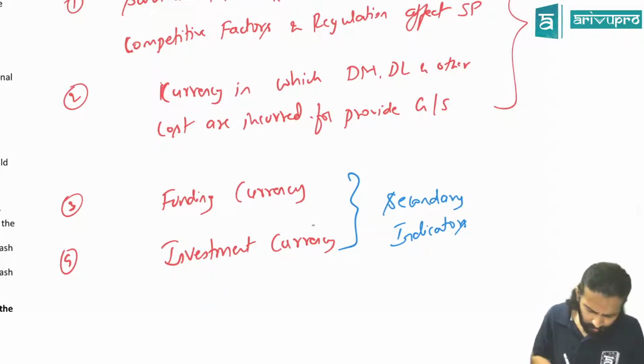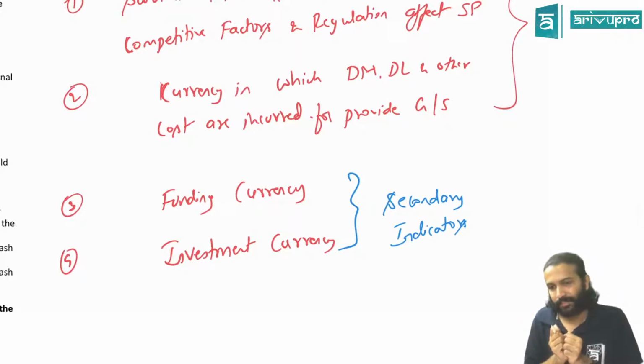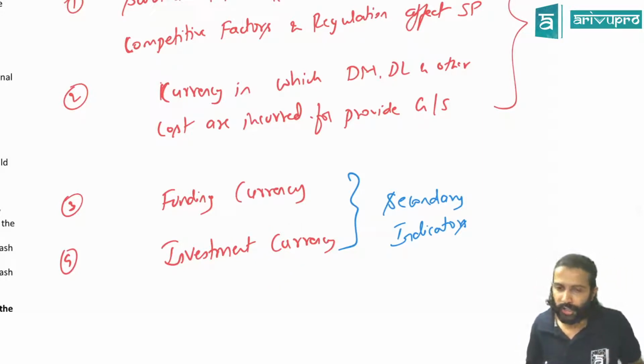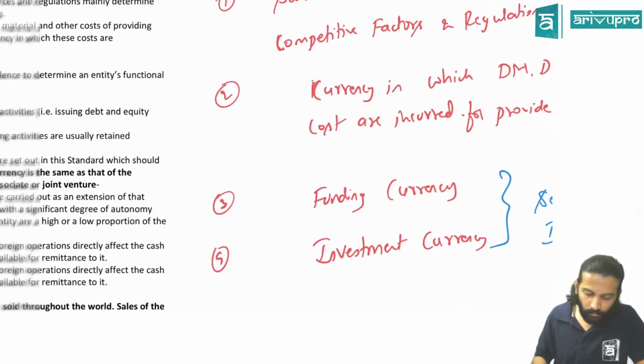That's what they will say. Instead of investment currency, they will use the words, the currency in which operating receipts are retained. You can interpret that to be the investment currency. Got it? Now, these we will check and accordingly conclude in each case what the functional currency is. Any confusion?